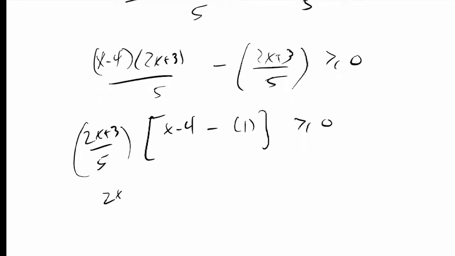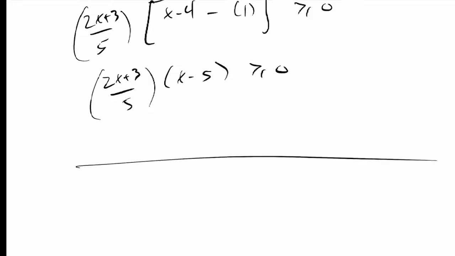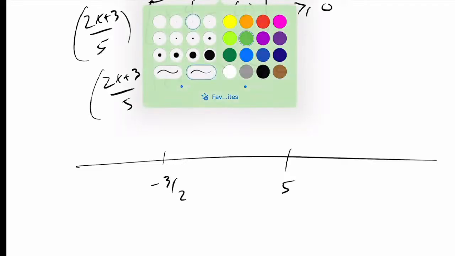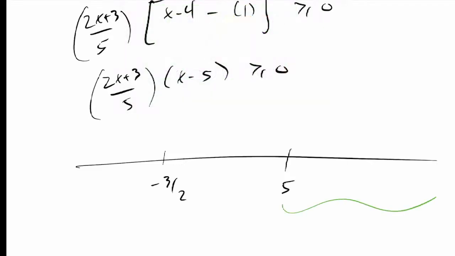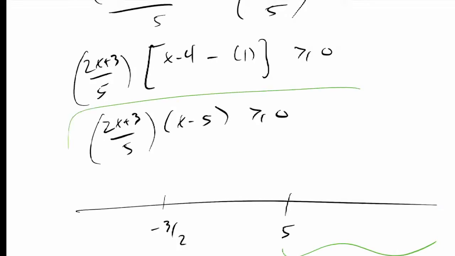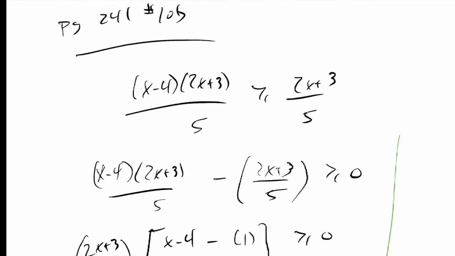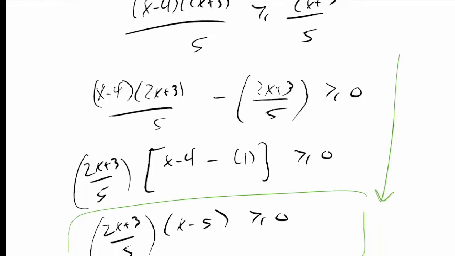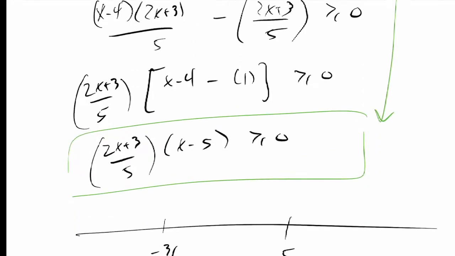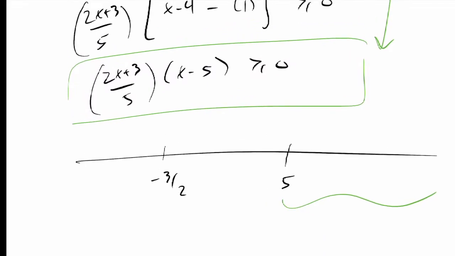So I end up getting 2x plus 3 over 5 times x minus 5 is greater than or equal to 0. Draw your number line. The two roots are negative 3 over 2 and 5. And then, like I said, pick something in each interval. So pick something greater than 5. Again, these were mistakes I saw. People not being able to finish the equation, not bringing everything to one side, and then solving. These are all common issues that were seen.